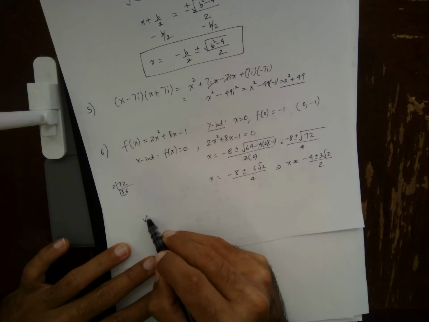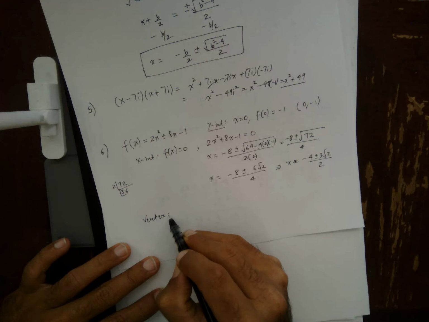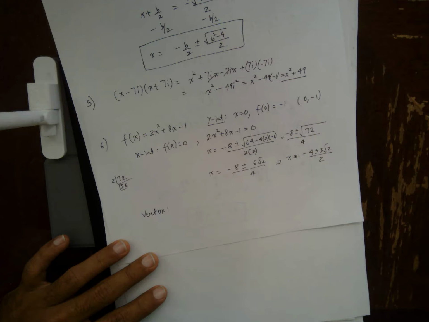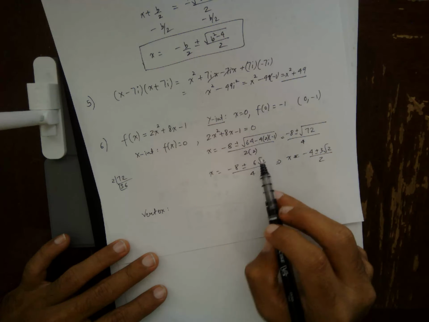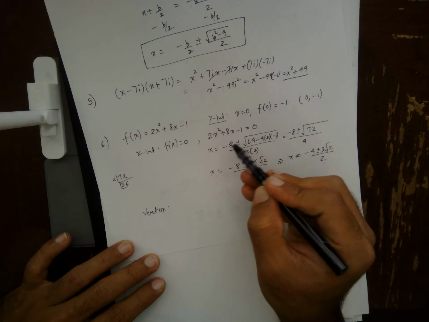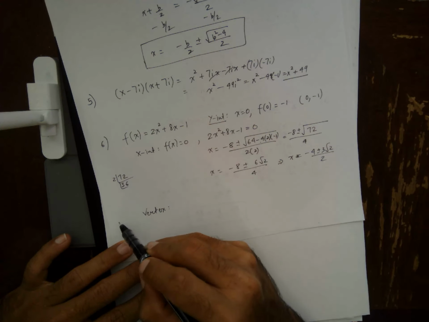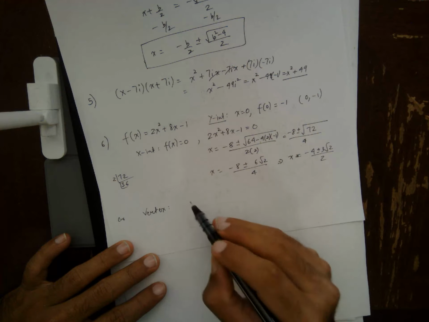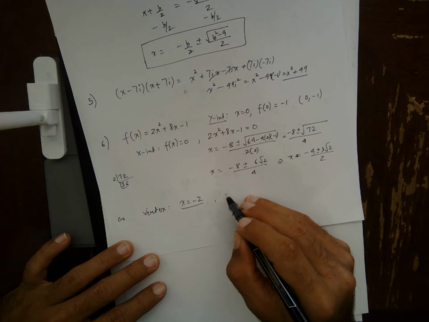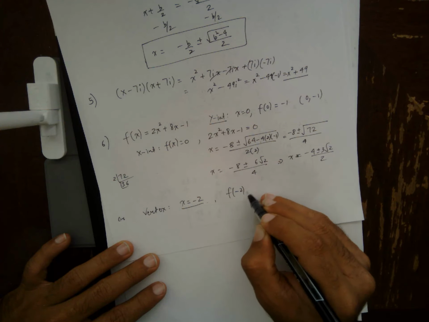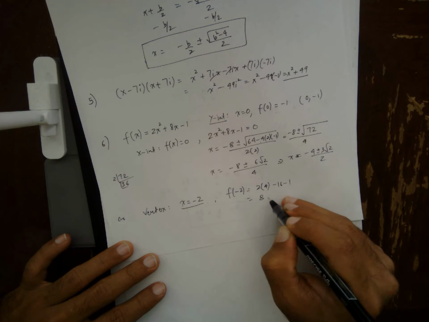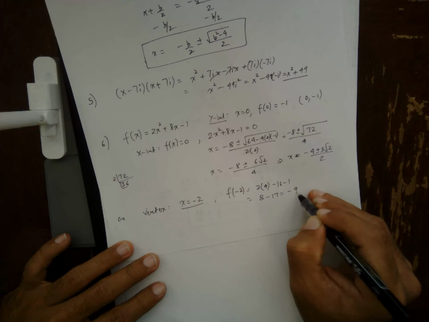And lastly, you are trying to find the vertex. So for the vertex, again you have the direct formula which you can use, or you can do a completion of squares, and x comes out to negative 2 for the vertex, and f of negative 2 is 2 times 4 minus 16 minus 1, negative 9.